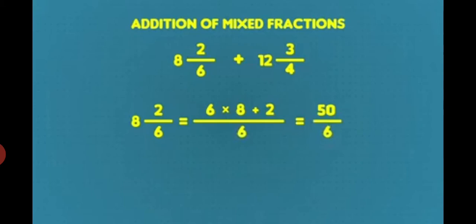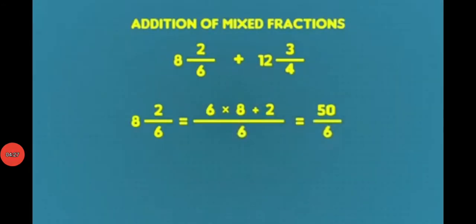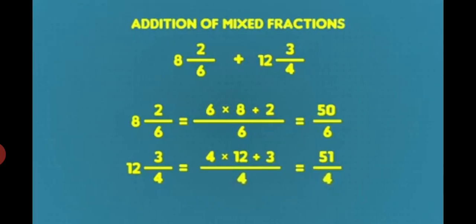We have to multiply the denominator with the integer, the integral part, and numerator will be added. So the answer is 50 by 6. Converting the second mixed fraction into improper fraction, we shall get 51 by 4.